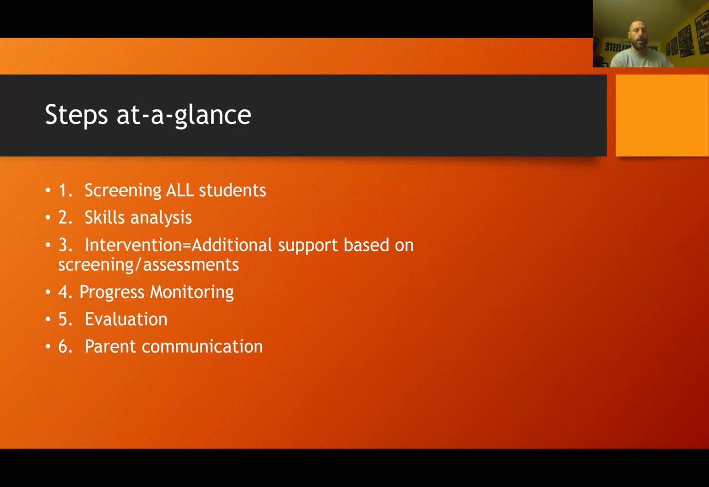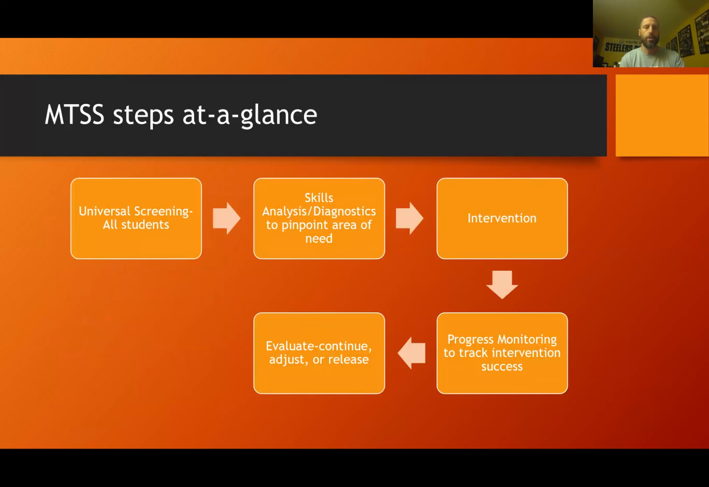During the intervention, as the intervention goes along, there's going to be progress monitoring, and then the final step of the intervention is going to be evaluation. I'm adding a 6th step that is not necessarily the last step, and that is going to be parent communication, but we'll talk more about that later. This is the process here.